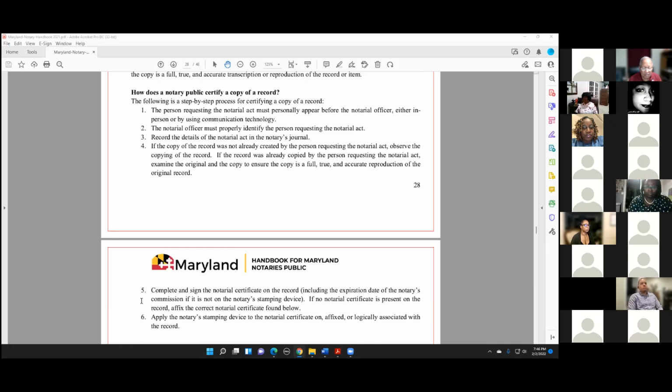So if you were doing a copy certification, all those steps would be in place except the signer doesn't sign the document. And you would attach a certificate if it was not present on the record. Do y'all see the difference though in this one?